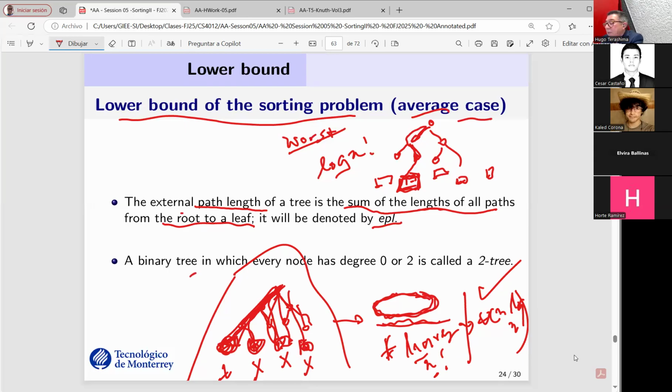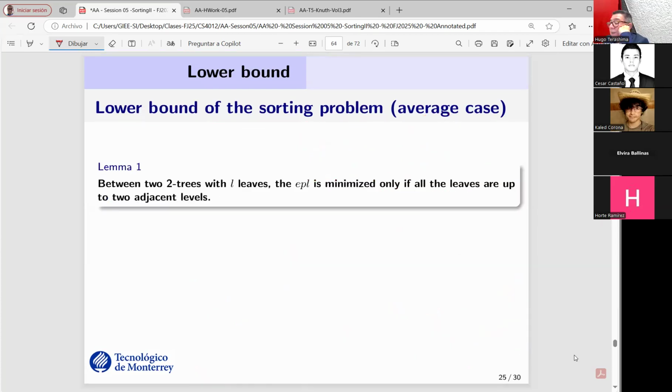A binary tree in which every node has degree 0 or 2 is called a 2-tree. It means that the nodes have 0 offspring or 2 offspring. So let me just give you an example.